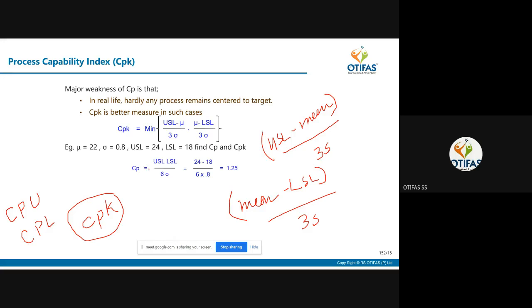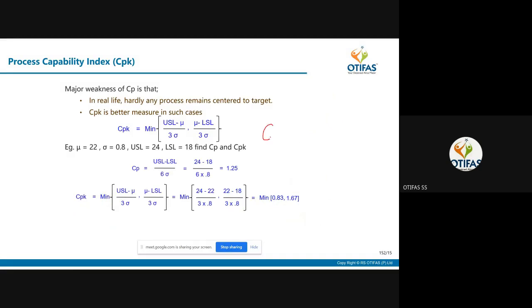Now CPK also tells us one more thing. If you get CP equal to CPK, what does it mean? We won't get it like that. Always CPK will be lesser than CP. You will never get CPK higher than CP. CPK will always be lesser than CP. But suppose you get CP equal to CPK, what does that mean? The process is perfectly centered. Very good. It has been at the center. It means the process is centered.